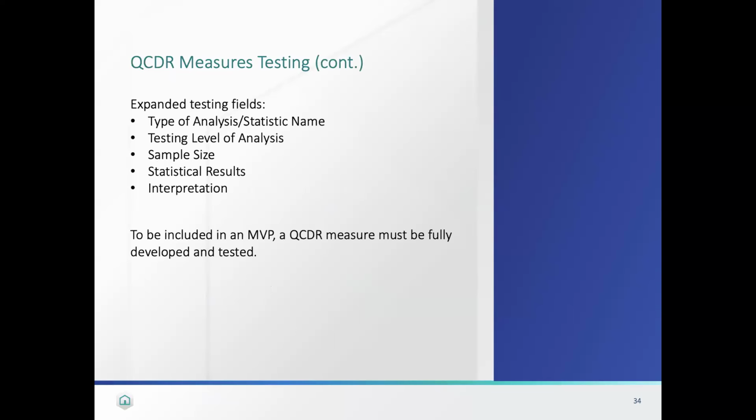For the 2025 self-nomination, we did make several updates to the measure testing fields. The data that we need for each testing component, face validity, empirical validity, measure score reliability, and data element testing, have each been broken down into these 5 different fields. So you'll have an area to submit the type of analysis or statistic name used, the level of analysis, the sample size used for testing, the statistical results of the testing, and finally a testing interpretation. We did update the help text that should help give examples and further guidance if needed. And also, measures to be included in an MVP must be fully developed and tested.